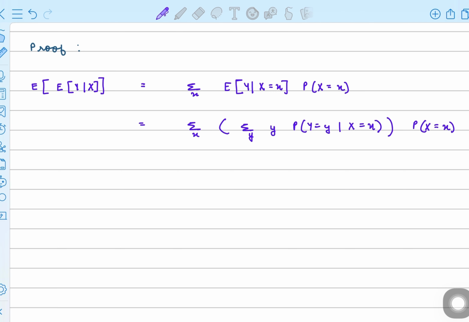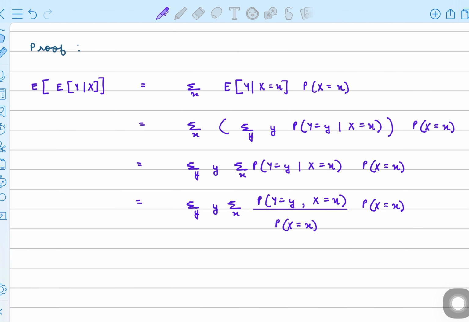Next, we rearrange the summations. Then we expand the conditional probability formula. Once we do this, we notice that we can cancel out both of these terms. This leaves us with the following. From the previous chapter, we are aware that if we take the joint PMF and we sum it over the range of x, then this gives us the marginal PMF of y. This gives us the exact definition of the expectation of y.